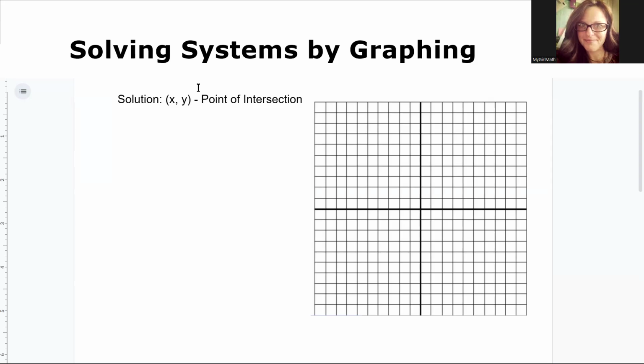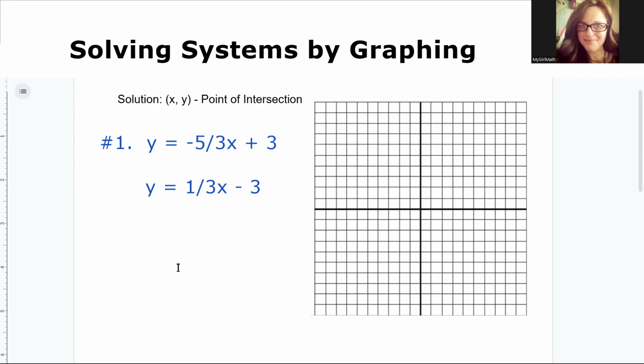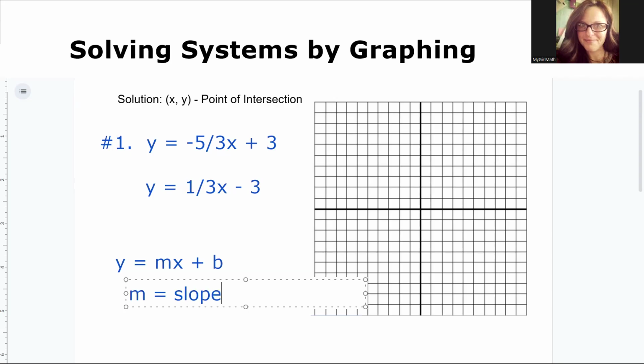We're going to take a look at a couple of examples of graphing linear systems, more than one equation. Let's start with this system of linear equations. Our first line, y equals negative 5/3 x plus 3. And our second line, both of these linear equations are in the form y equals mx plus b. So we can graph using the y-intercept and the slope.